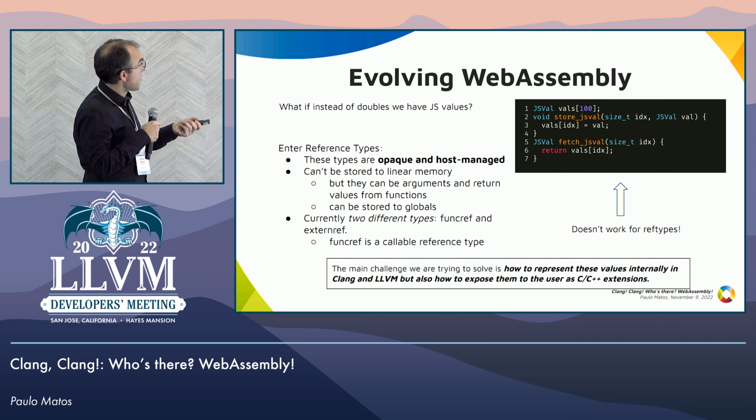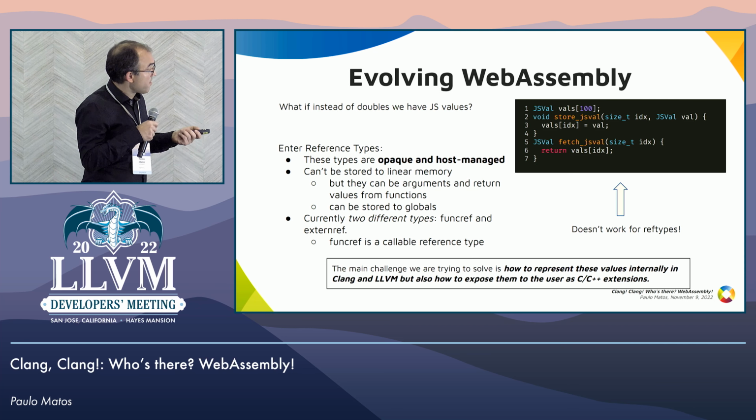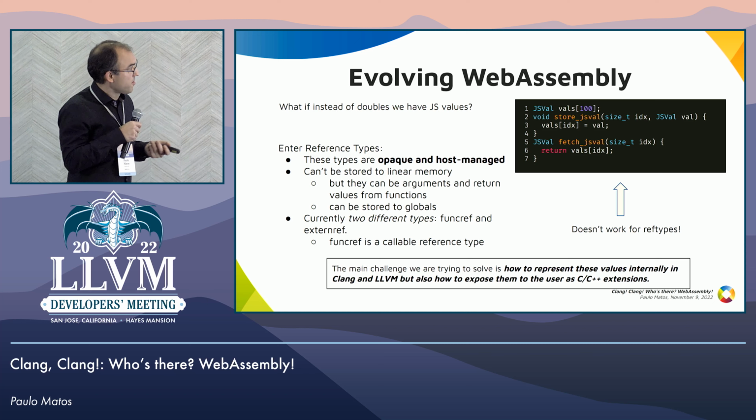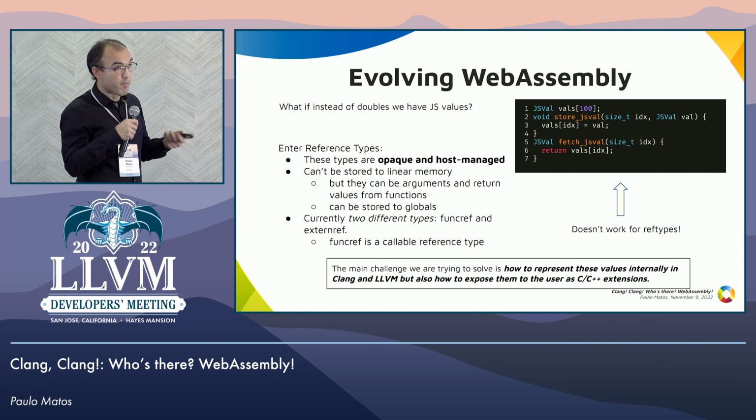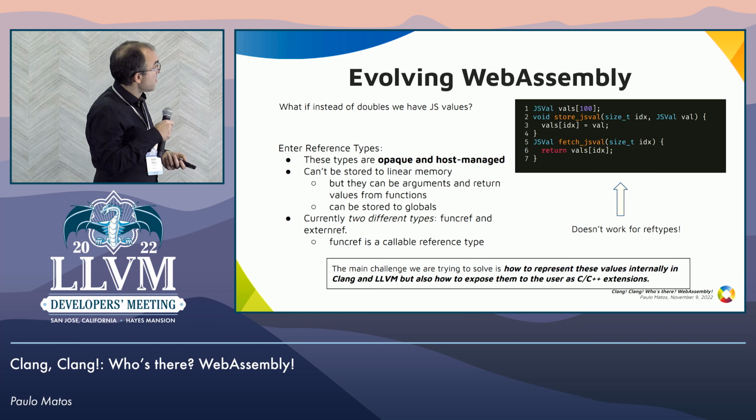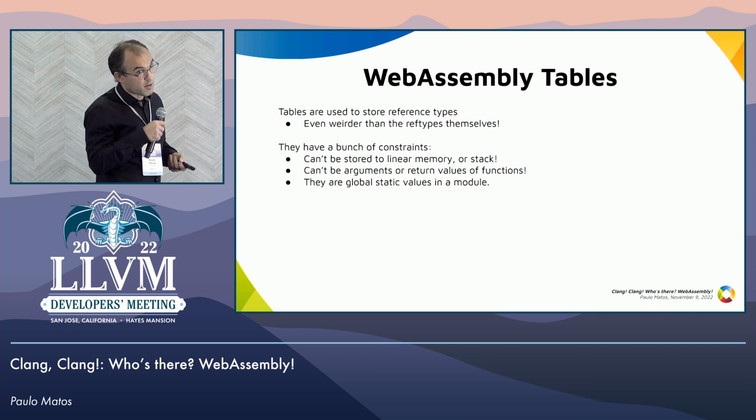Well, one of the things that we're trying to do here, or actually the main challenge here, is how to represent all of these types throughout the whole tool chain, not just in LLVM, but also in Clang. So how do we store these values?